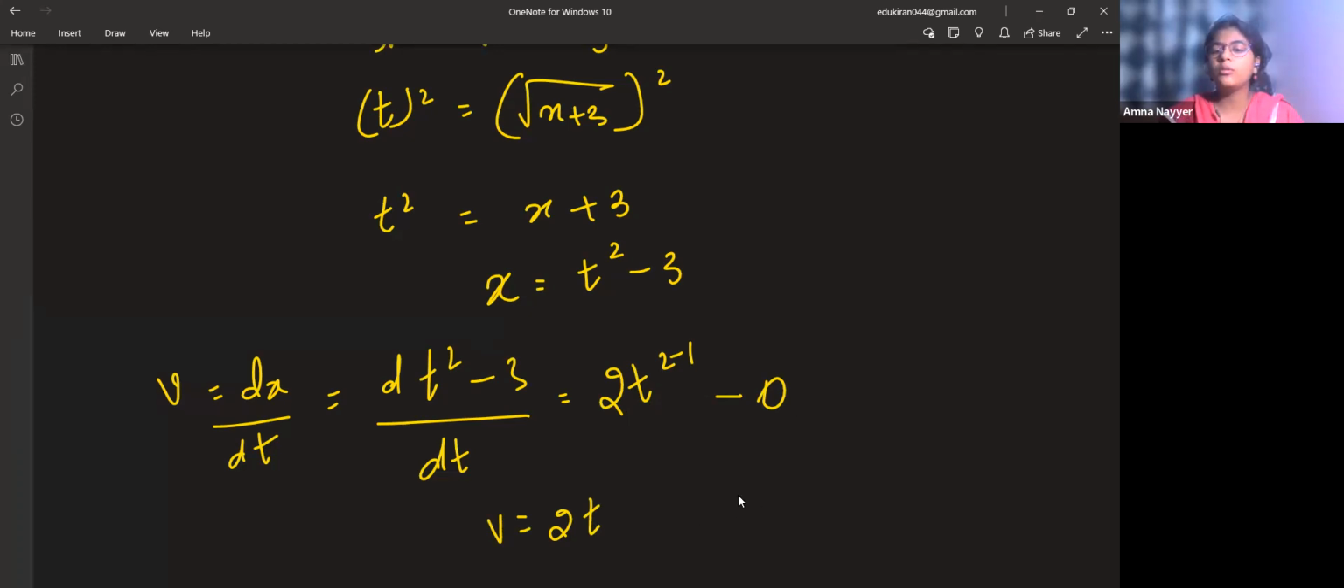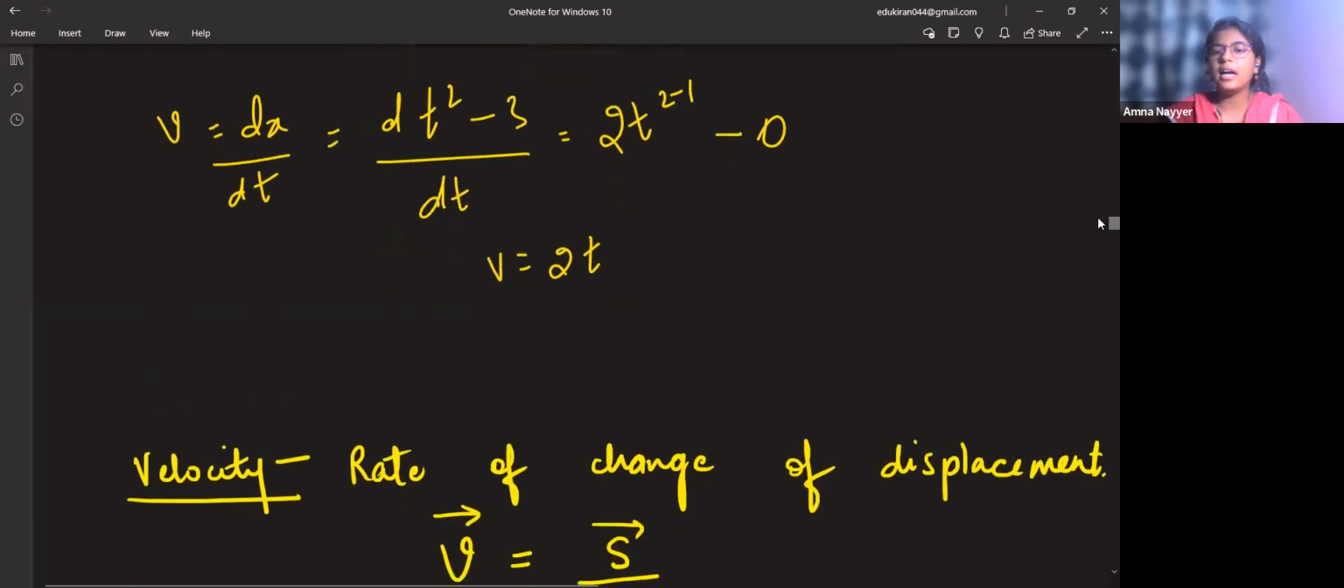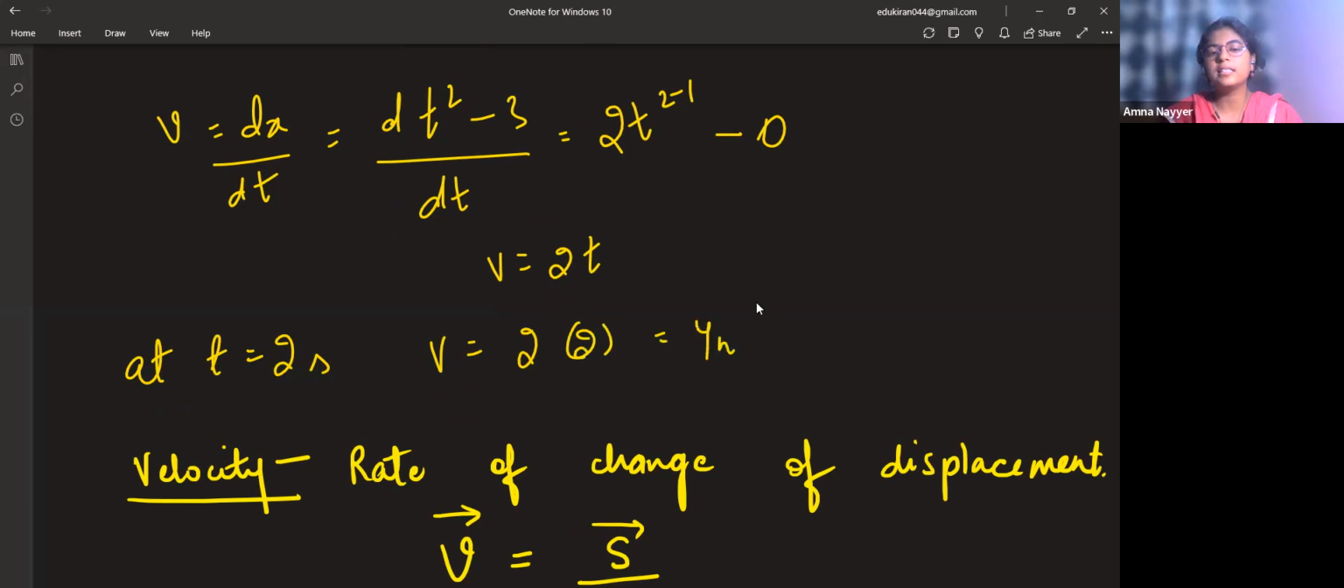And we have to find out velocity at t is equal to 2 seconds. So at t is equal to 2 seconds, velocity will be 2 into 2, instead of t we put 2. The final answer is 4 meter per second.